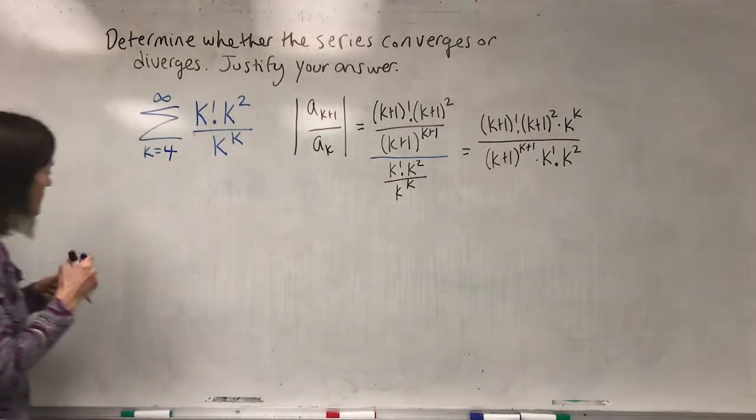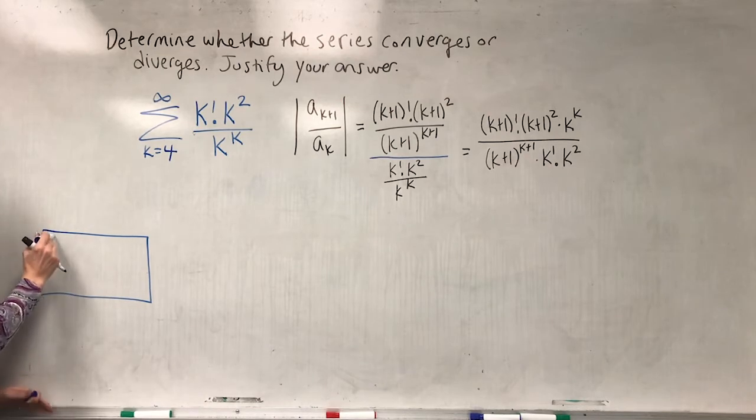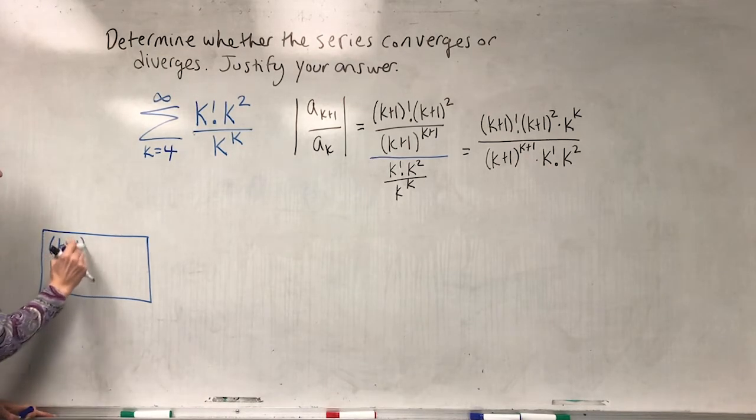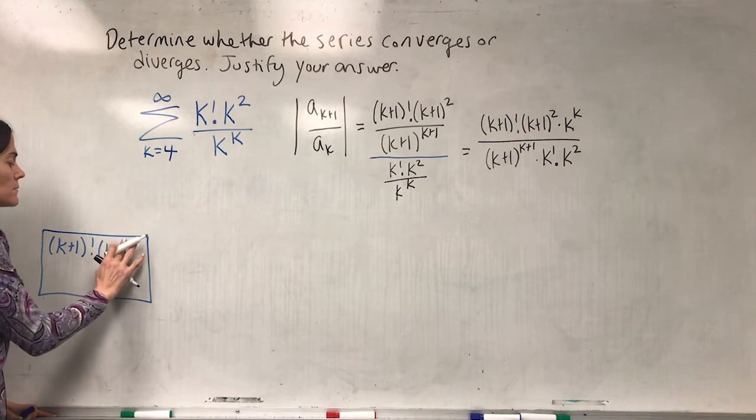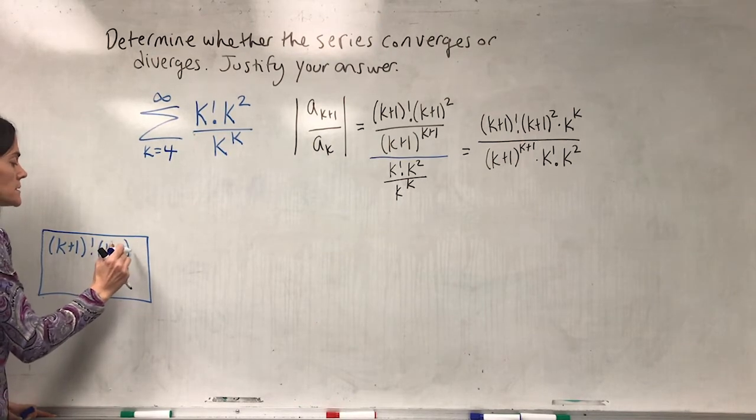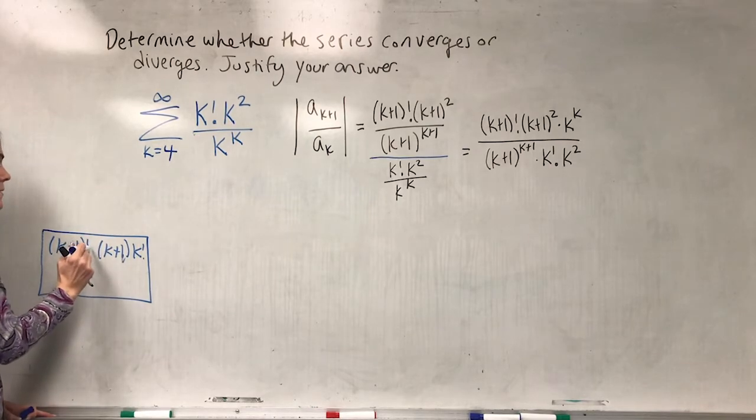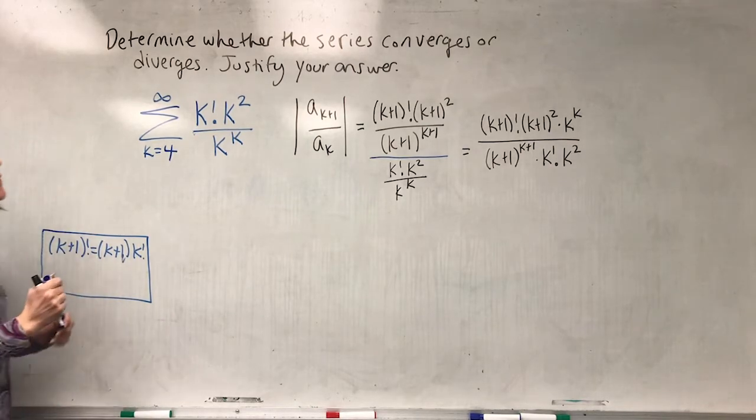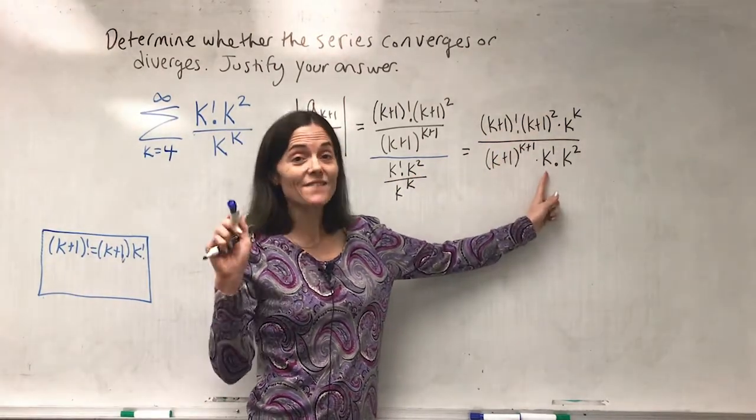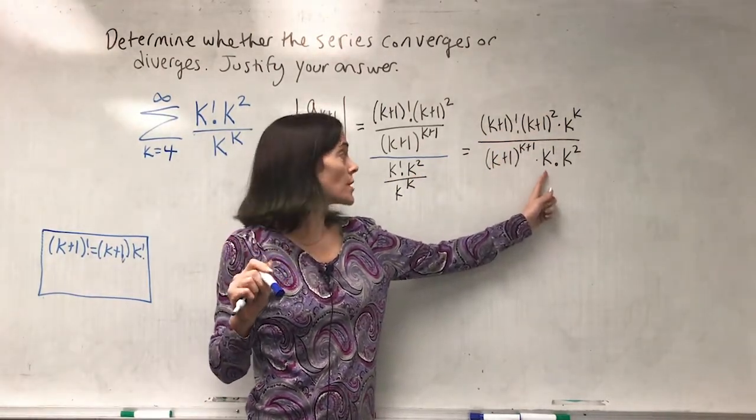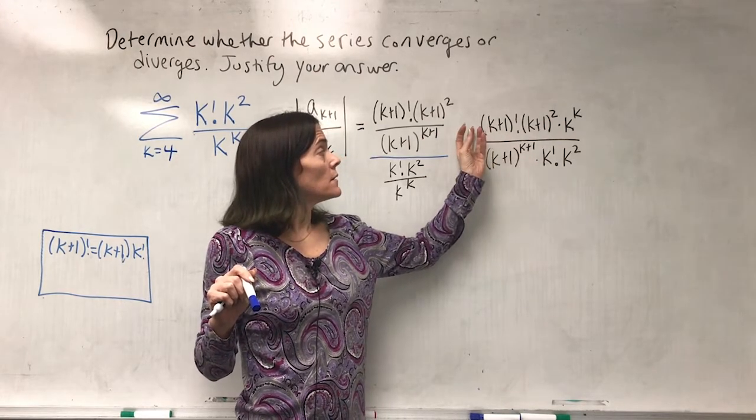Maybe I will make a little side box. We know k plus 1 factorial is k plus 1 times k factorial. Okay? So here, if I take k plus 1 factorial divided by k factorial, I'm left in the numerator with a k plus 1.